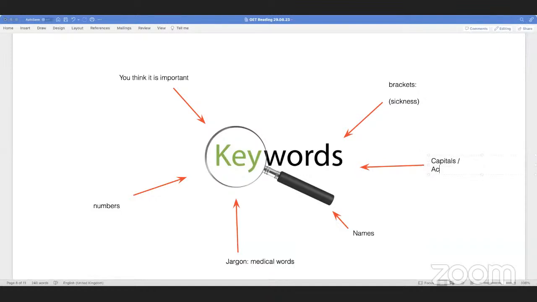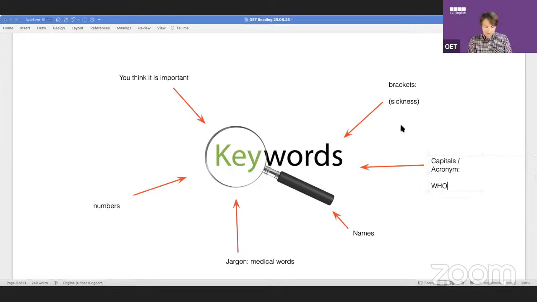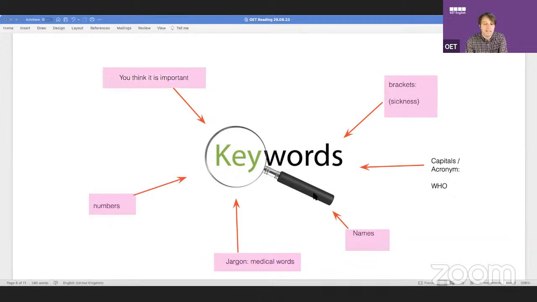Abbreviations. No, acronyms, like WHO, right? All capitals, when it is all capitals. Okay, so guys, keywords: you're looking for numbers, jargon, medical words, names, brackets, and anything that you think is important. Does that make sense, guys?